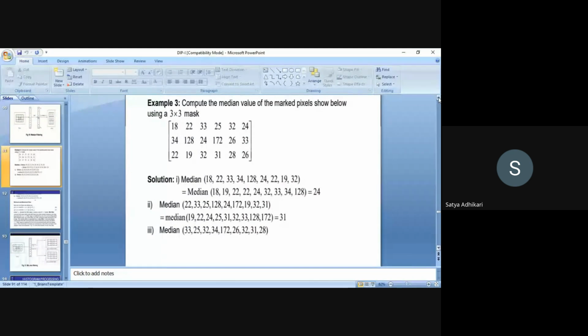Here is another example. Compute the median value of the marked pixel shown below using a 3 by 3 mask. You see here in this f xy, 18, 22, 33, 25, 32, 24 are given. We have to use a median filter here. That means you have to keep a mask, suppose a 3 cross 3 mask. If we keep a 3 by 3 mask, the pixel 128 will be the centered hotspot.